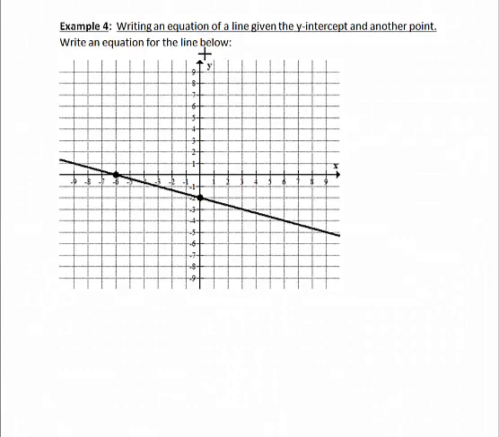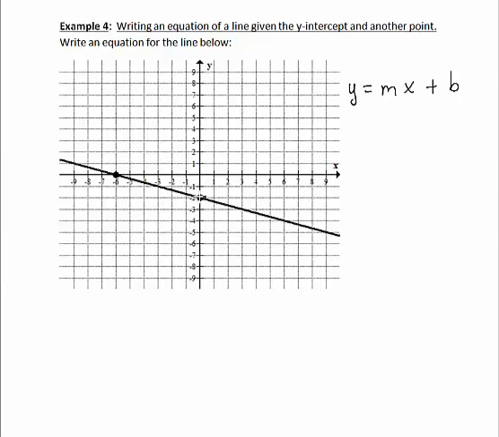Example 4, it reads, write an equation for the line below. Pretty much the same type of problem as the previous page. And so we're given a graph. We're given 2 points on the line. And so from the graph we have to determine m and b.